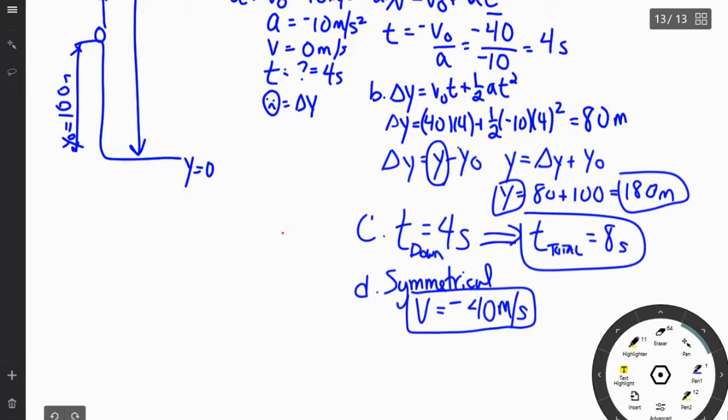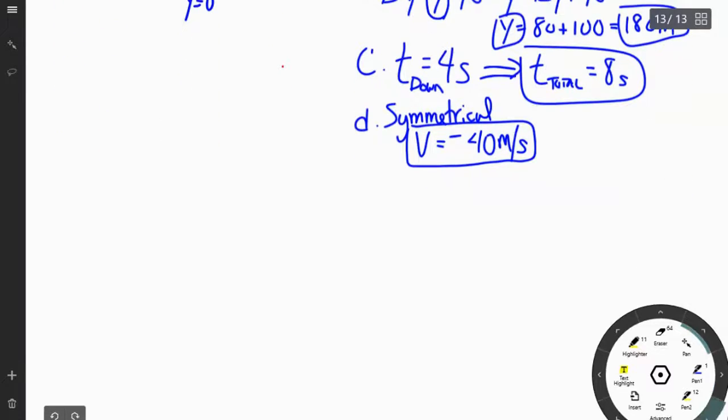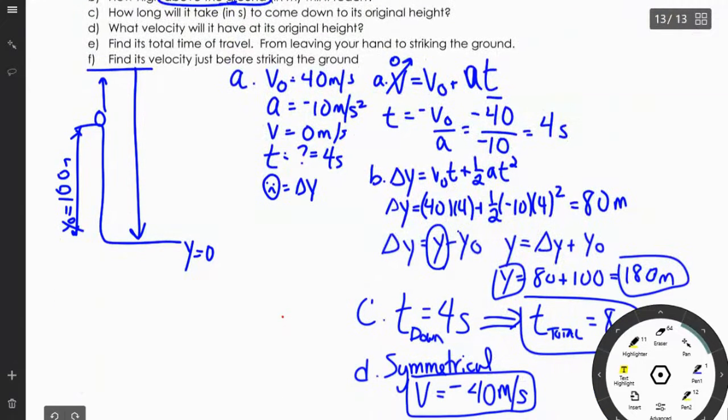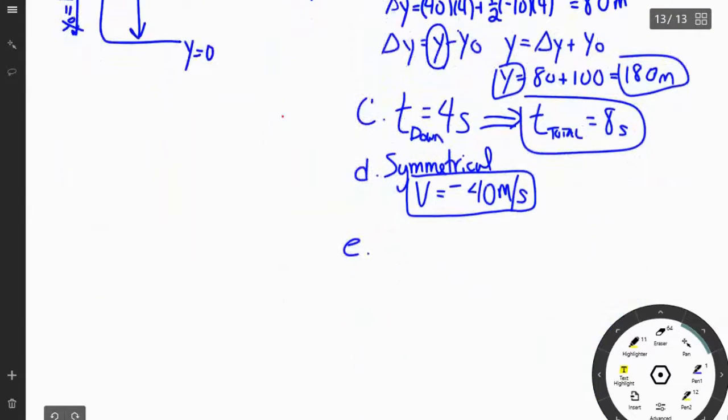All right, part E asks for, let me pin up, I forgot what part E asks for. Part E says find the total time of travel, and then part F is find the velocity just before striking the ground.